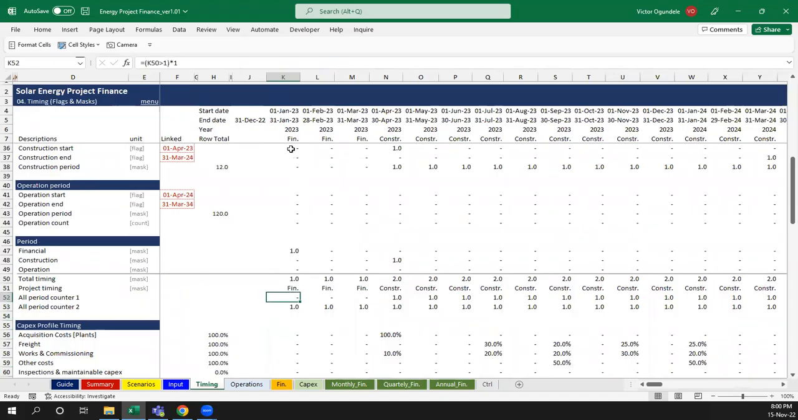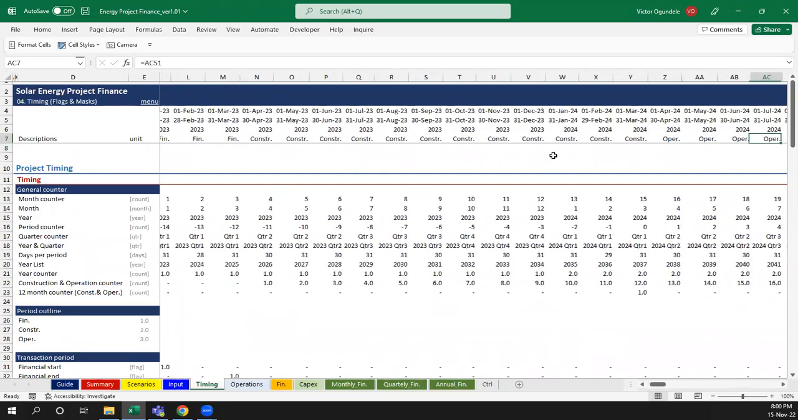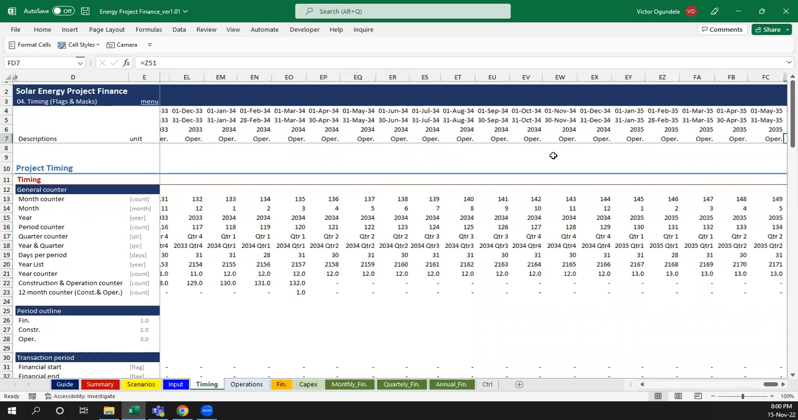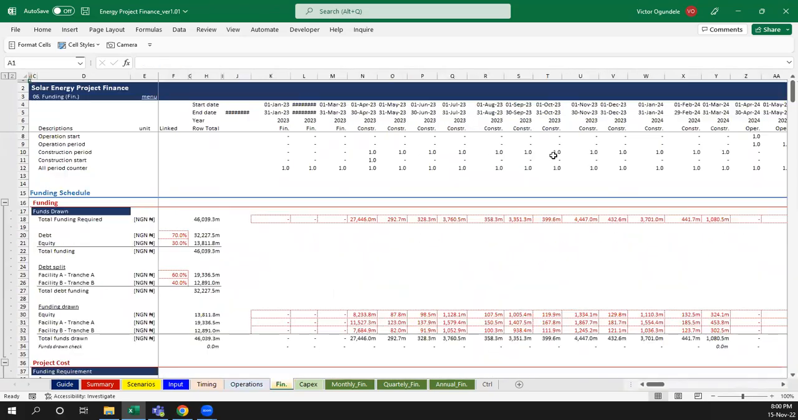Say, hey, this is the financing period. So financing, when they are trying to get the funds, right? The next thing, then they start the construction. You can also see the dates. You can see the period tag, and you can see when the operation starts. So here we have the financing.